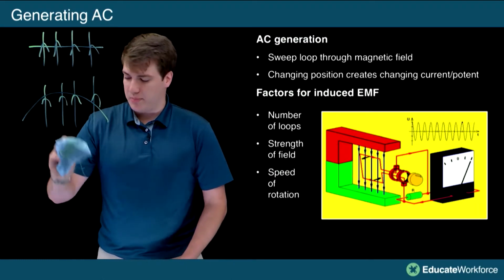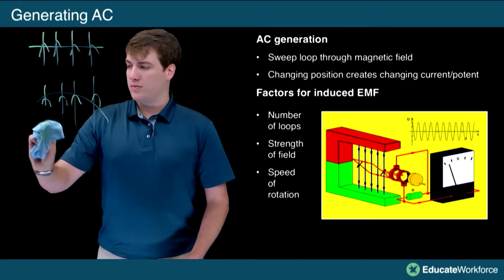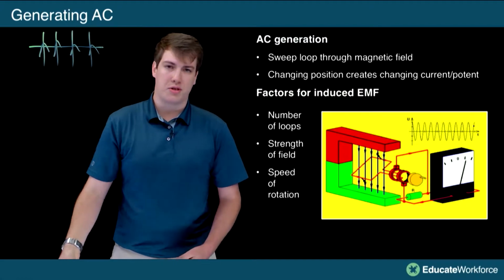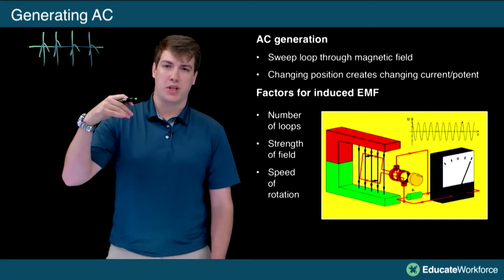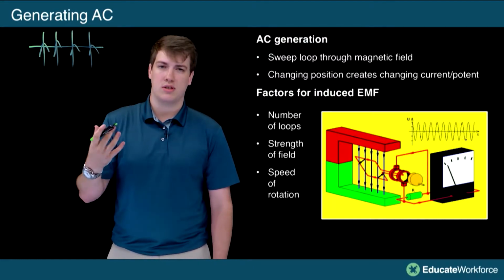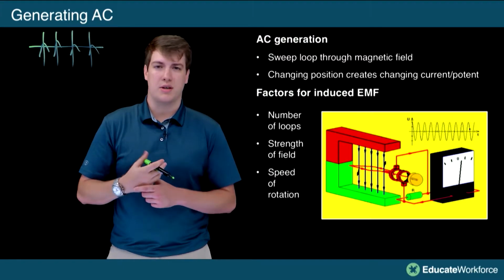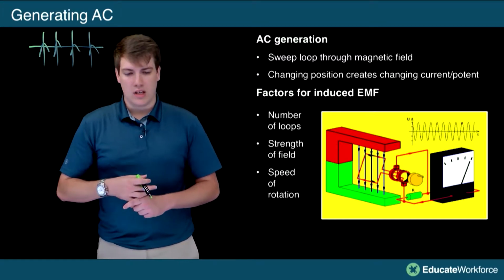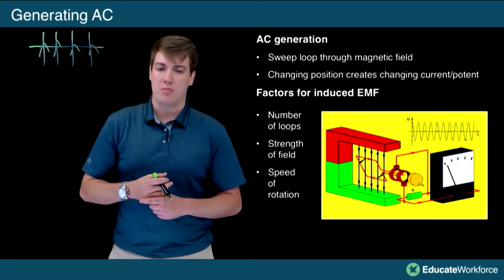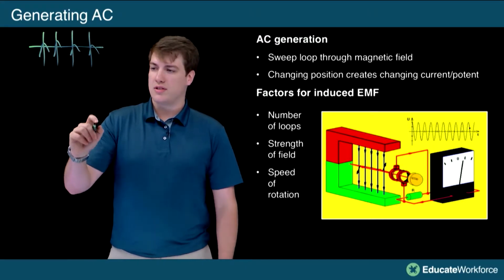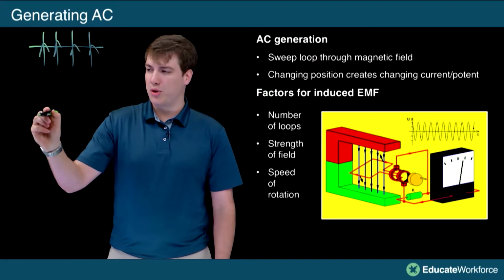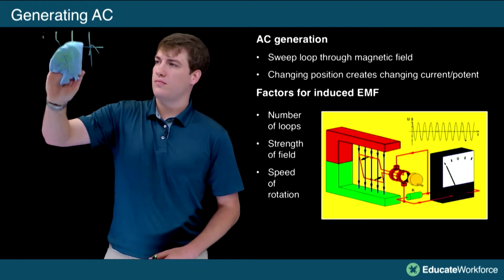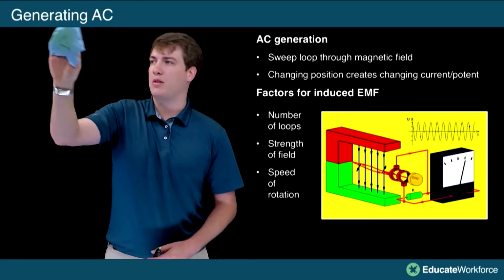But there are several factors that impact our generators. In this case, we can increase our number of poles, but we can also increase the number of loops. So we have one coil, but as we increase loops in that coil, just like with an inductor and a magnetic field, we can increase the impact of the magnetic field on the induced current. A stronger field will also increase our output current, and then the speed of rotation. How fast we move through this field will impact how fast and how high our values are, and the shape of our output waveform.